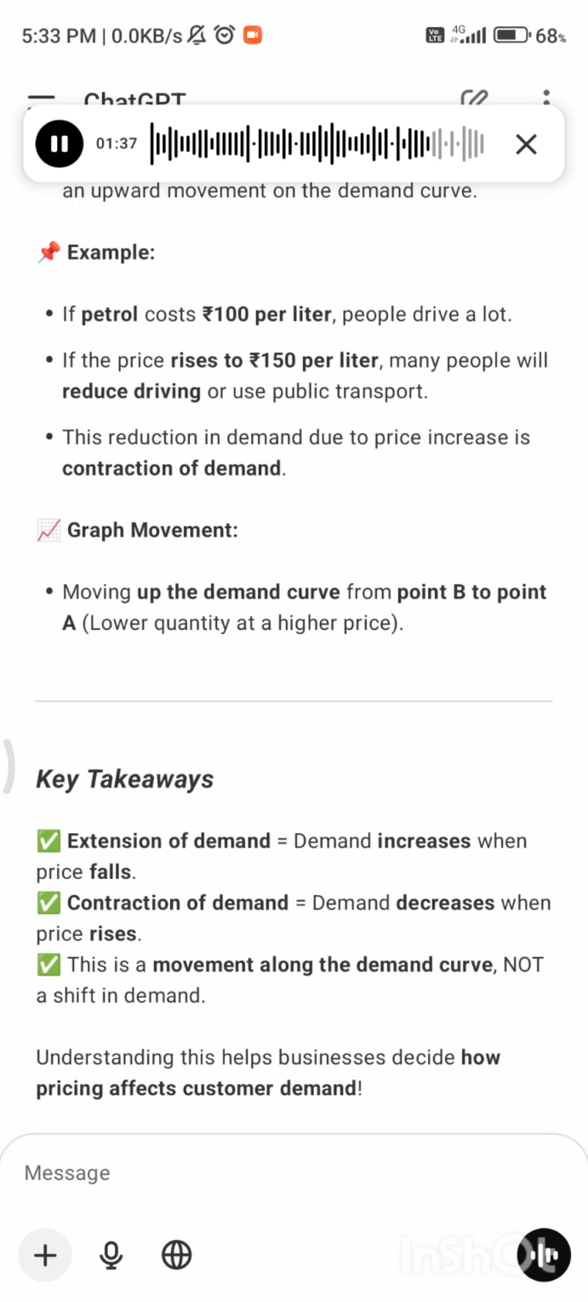Key takeaways. Extension of demand: demand increases when price falls. Contraction of demand: demand decreases when price rises. This is a movement along the demand curve, not a shift in demand. Understanding this helps businesses decide how pricing affects customer demand.